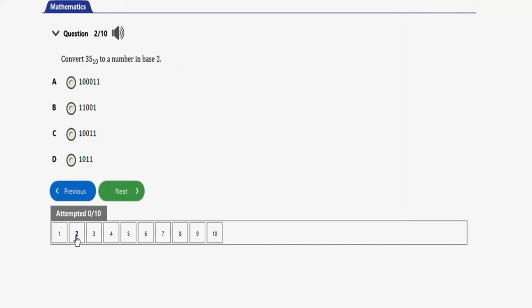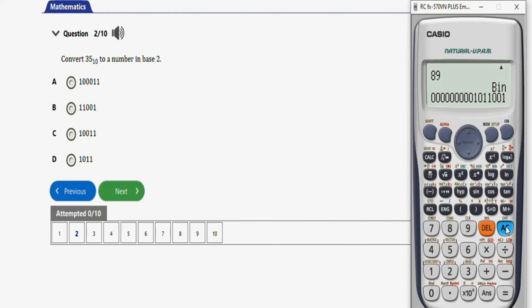It says convert 35 base 10 to a number in base 2. Still the same approach. Let's bring a calculator. Let's wipe this, guys. Let's go back to decimal, that's base 10. Press this button. Alright, so 35 base 10, press equal to. Now to put it in base 2, press this log button again. So this is the value in base 2. We have it to be 100011. The right option here is also option A. Alright, so that's it for this question.